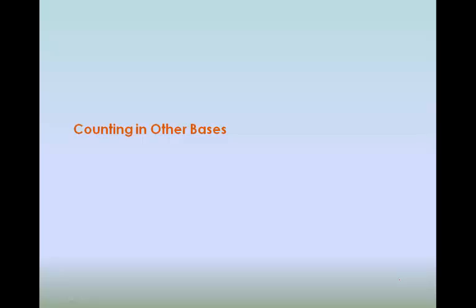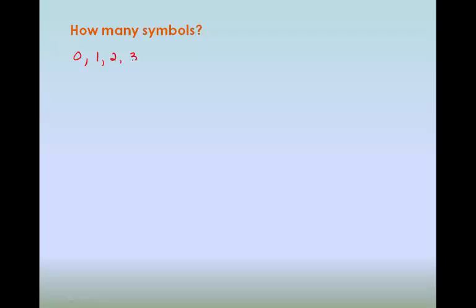In this video, you'll learn how to count in other bases. In our system, we have a base 10 system, which means we have 10 symbols to represent numbers. Those would be 0, 1, 2, 3, 4, 5, 6, 7, 8, and 9. Since we started with 0, that's a total of 10 symbols.